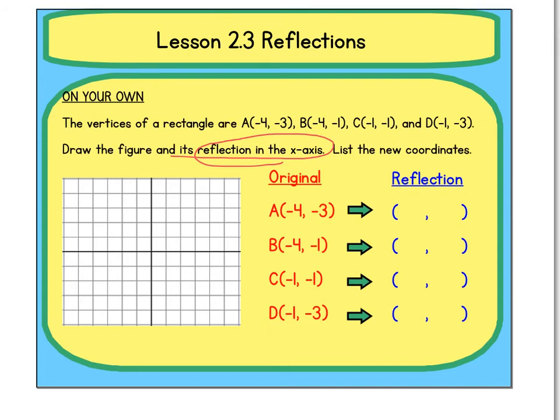If you want to check your points, A should be at -4, -3. Here's A. B is -4, -1. C is -1, -1. And D is -1, -3.